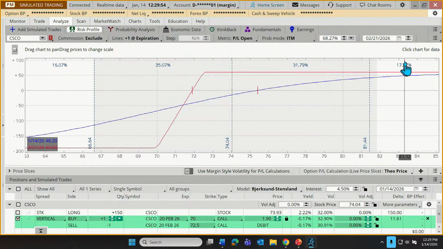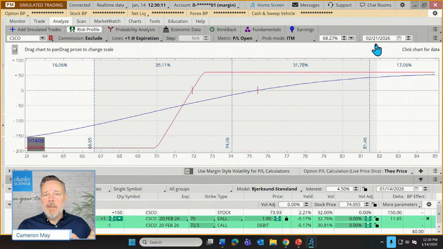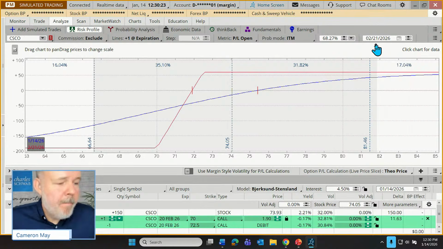Now, it might go further. There's a 17% chance that it goes higher than 10%. There's a 16% chance that it goes lower than 10%. So these are all probabilities based on the times that we've selected and building in historical volatility of the stock. If we have a really quiet stock, the probability is it's going to stay closer to home. If we have a more volatile stock, the probability expands further out.